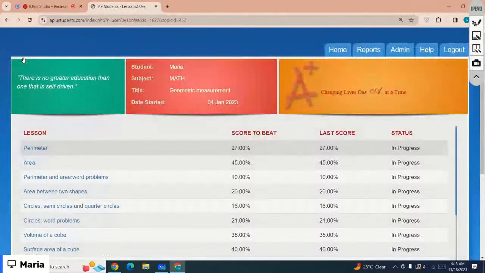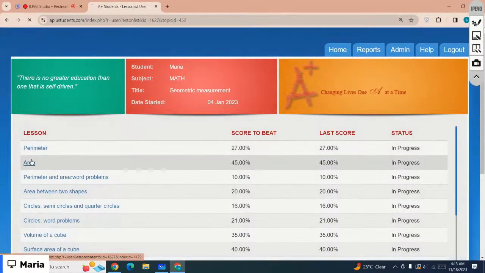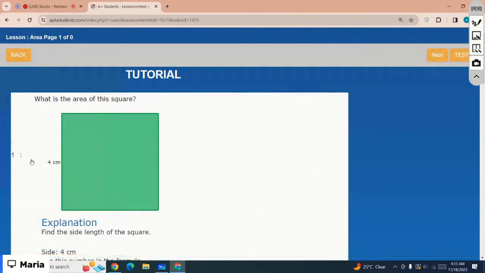So let's just start with the area. You have also done these lessons in the earlier grades. They are not new, this is just the revision lessons, right? You need to just revise them.